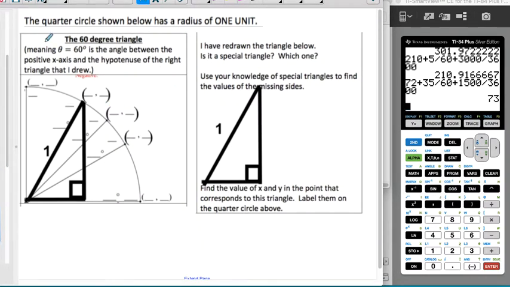So this is my third and final of the special triangles, and it's actually one we've already seen before. This is the 60-degree triangle.